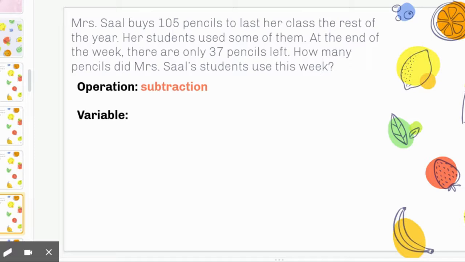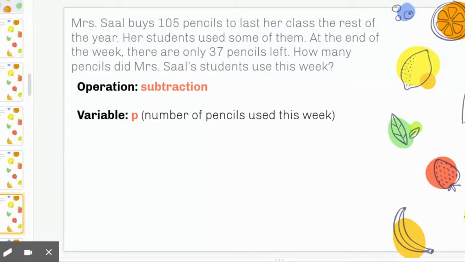Now let's decide what the variable is. The variable is whatever number is the unknown in this problem, or the quantity that I'm trying to find. And in this case, we're going to use P as our variable, and that represents the number of pencils used this week. Because the question in this problem is, how many pencils did Mrs. Saul's students use this week? So we're going to use P.